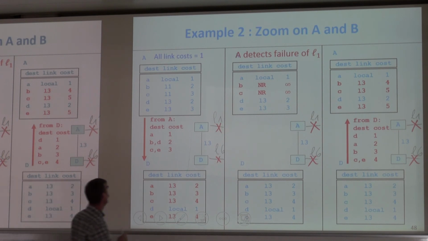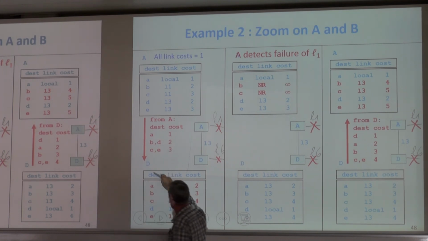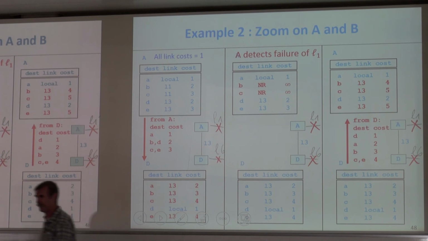So what will happen here, A says, well, I am at a distance 1 of D, which is correct, but at a distance 3 of C and E. Then D says, oh, wonderful. Now I've recovered a way to go to C, which is now via A, link 3, and the distance is 4. Of course, this is completely wrong.